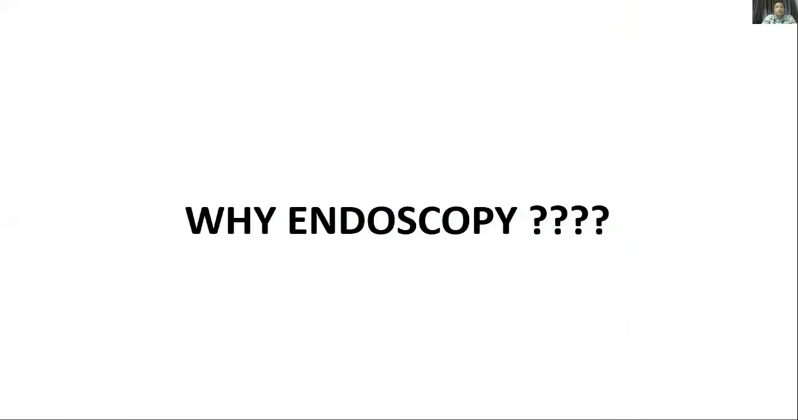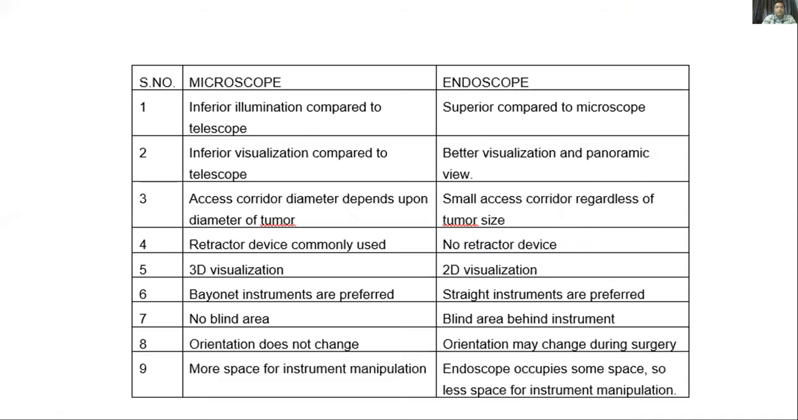Now coming to the discussion part, why we specifically used endoscopy in this particular patient. Because the endoscope has better illumination, better visualization, and a panoramic view, it needs a small access corridor regardless of the tumor size. Whereas in microscope, we need an access corridor which depends upon the size of the tumor. We didn't have to use any retractor device in this, whereas in microscope, a retractor device is usually used.